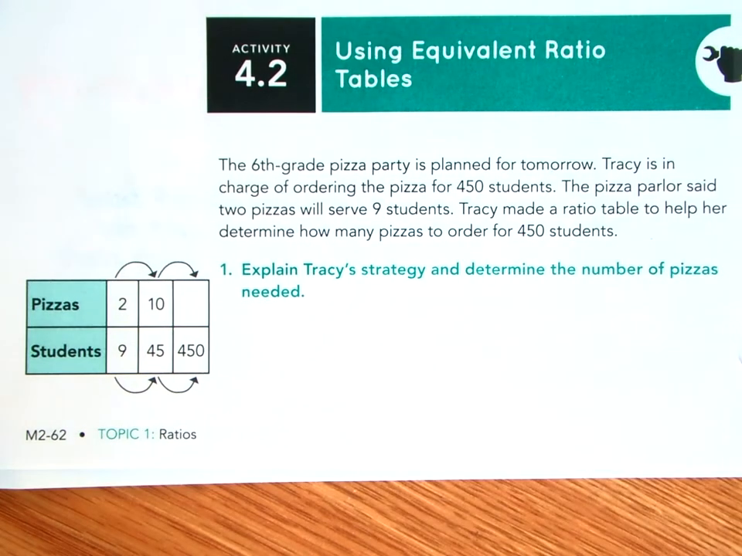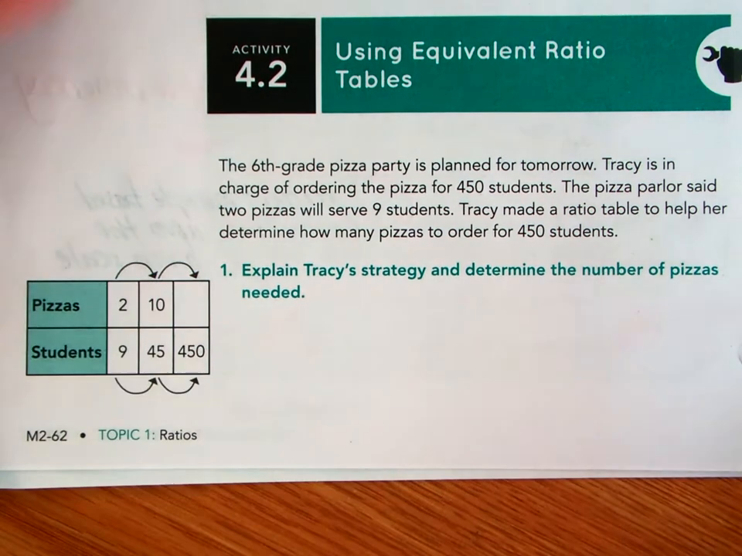The 6th grade pizza party is planned for tomorrow. Tracy is in charge of ordering the pizzas for 450 students. The pizza parlor said 2 pizzas will serve 9 students. Tracy made a ratio table to help her determine how many pizzas to order for 450 students. Explain Tracy's strategy and determine the number of pizzas needed.